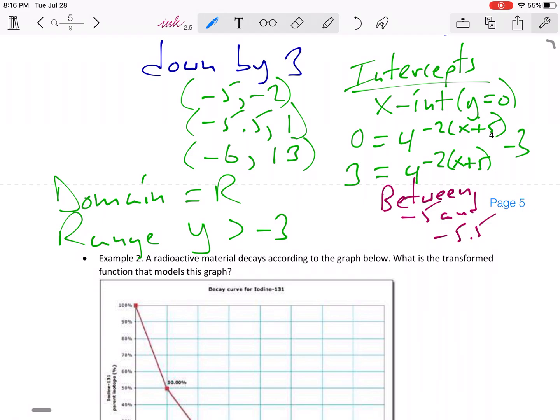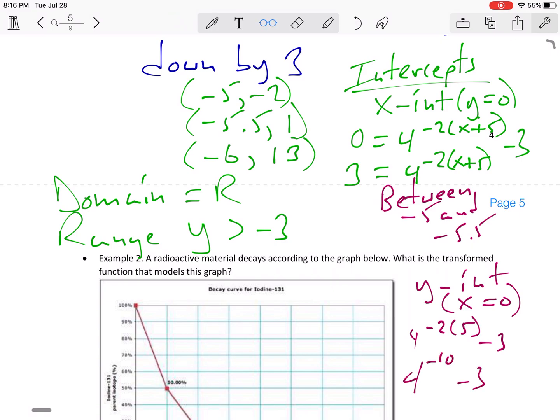And then for the y-intercept, here we make x equal to 0. And basically what you have here, when you do that, is you're going to get 4 to the -2, x is 0, so it's just going to be times 5 minus 3. So you're going to get 4 to the -10 minus 3.